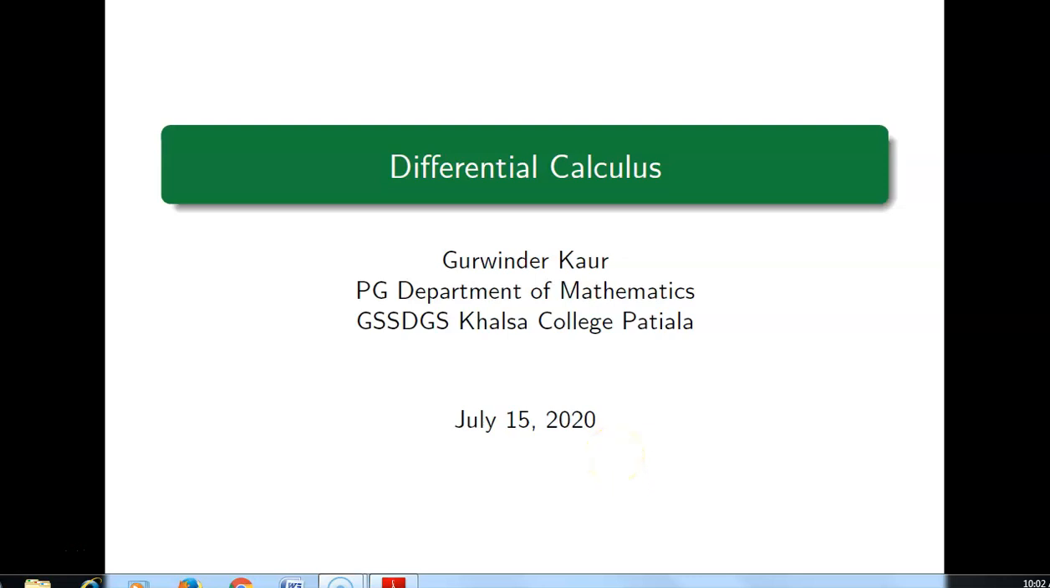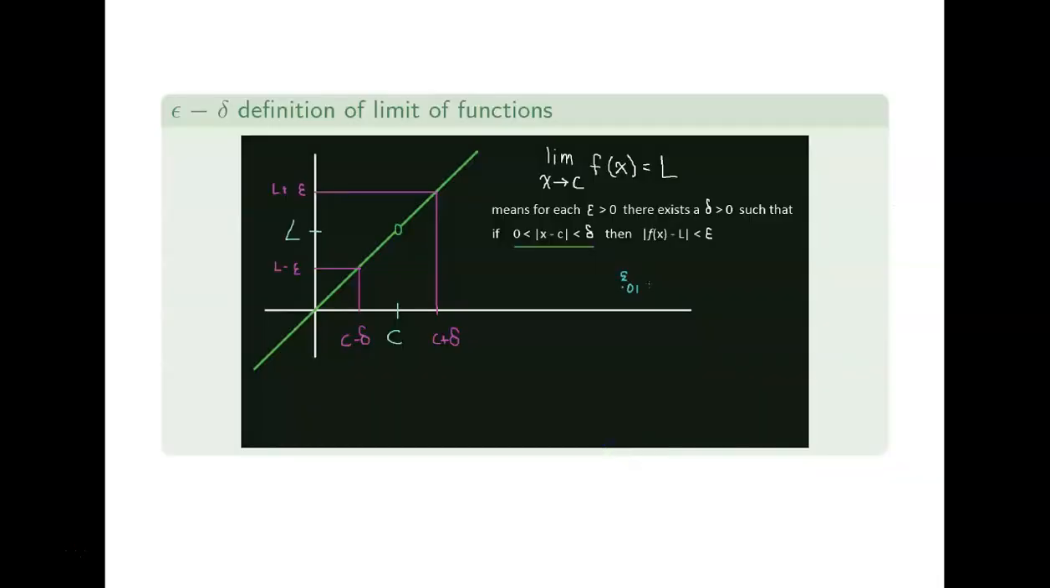Dear students, in this lecture of differential calculus, we will continue the epsilon delta definition of limit of functions. As in the last lecture, we have done epsilon delta definition of limit of functions, and we say that limit x tends to c f(x) is L means for each epsilon greater than 0, there exists a delta greater than 0 such that whenever 0 less than |x minus c| less than delta, then |f(x) minus L| will be less than epsilon.